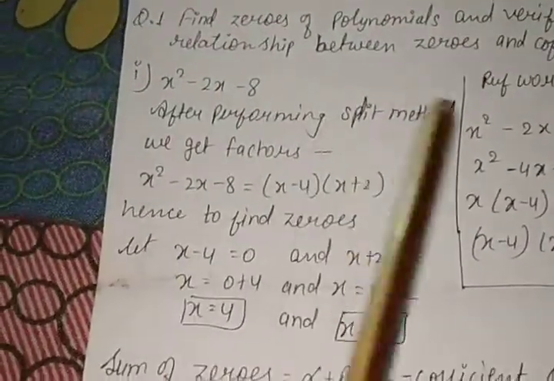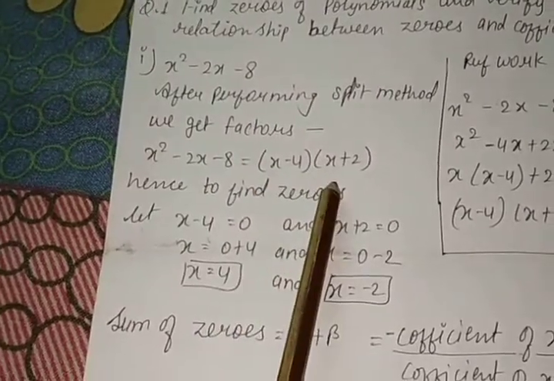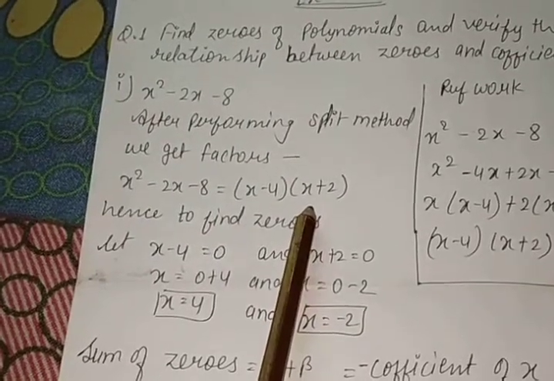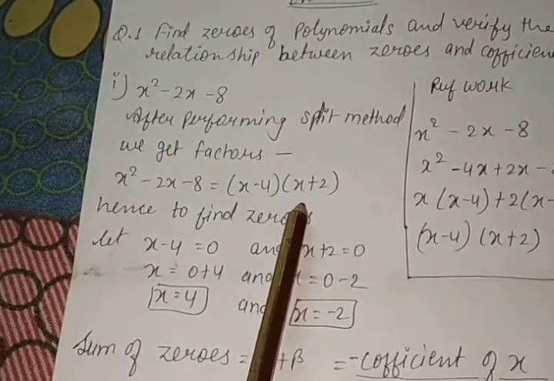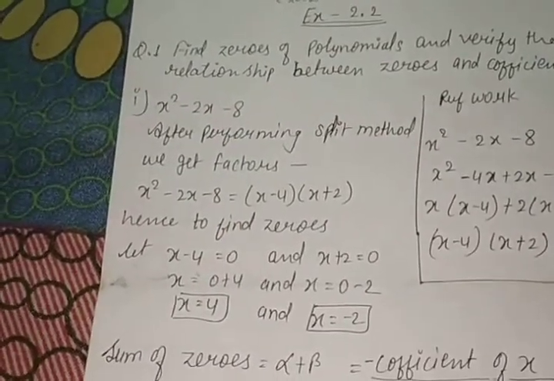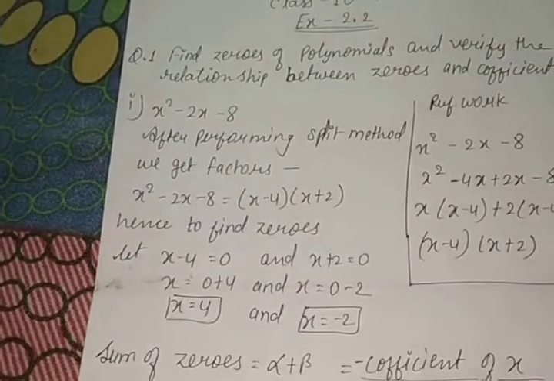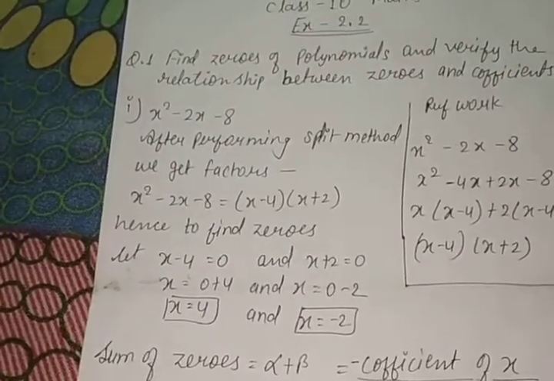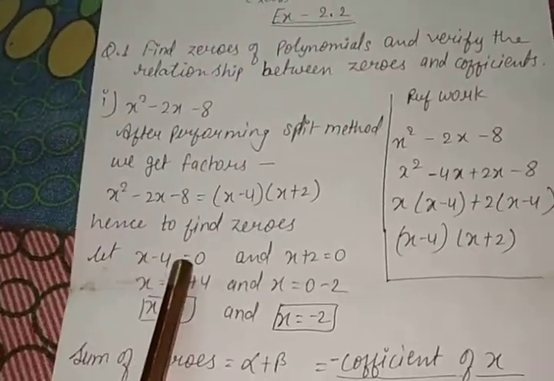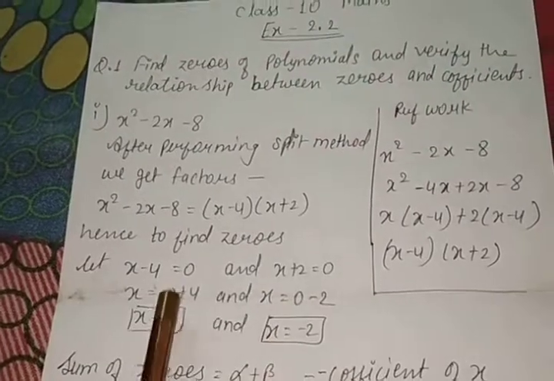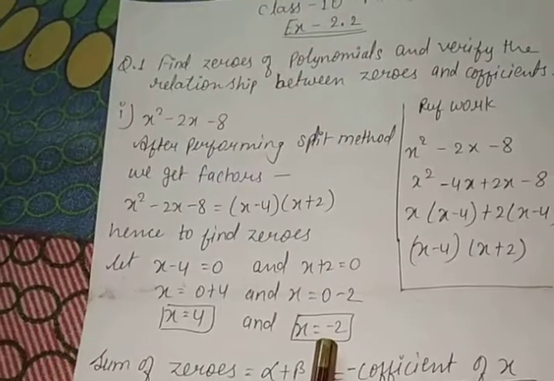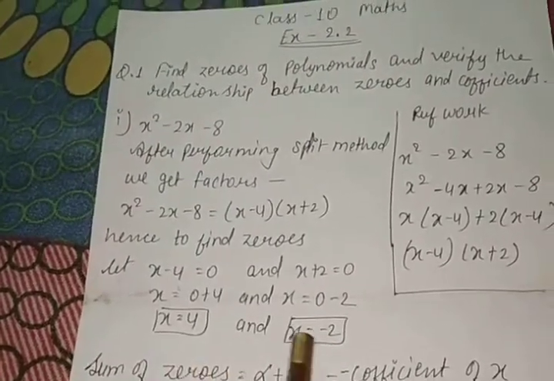So after performing the splitting method, we get two factors. Now we have to find the zeros, as you have studied in 9th class how we can find the zeros of the given factors. Zeros mean the values which make the whole factor equal to 0. So we can put x minus 4 equals to 0 and x plus 2 equals to 0. After transposing, minus 4 turns to plus 4 and plus 2 turns to minus 2, and we got two values of x.